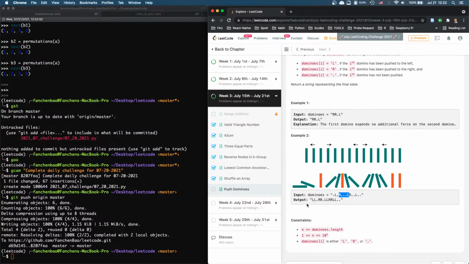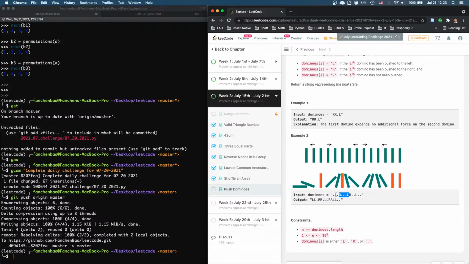Which means we're still gonna do stack. I think we can use stack. So we keep pushing everything in. If it's standing still, we don't push. We only push left or right. And in addition to pushing, we also push the index, right? We push the index.